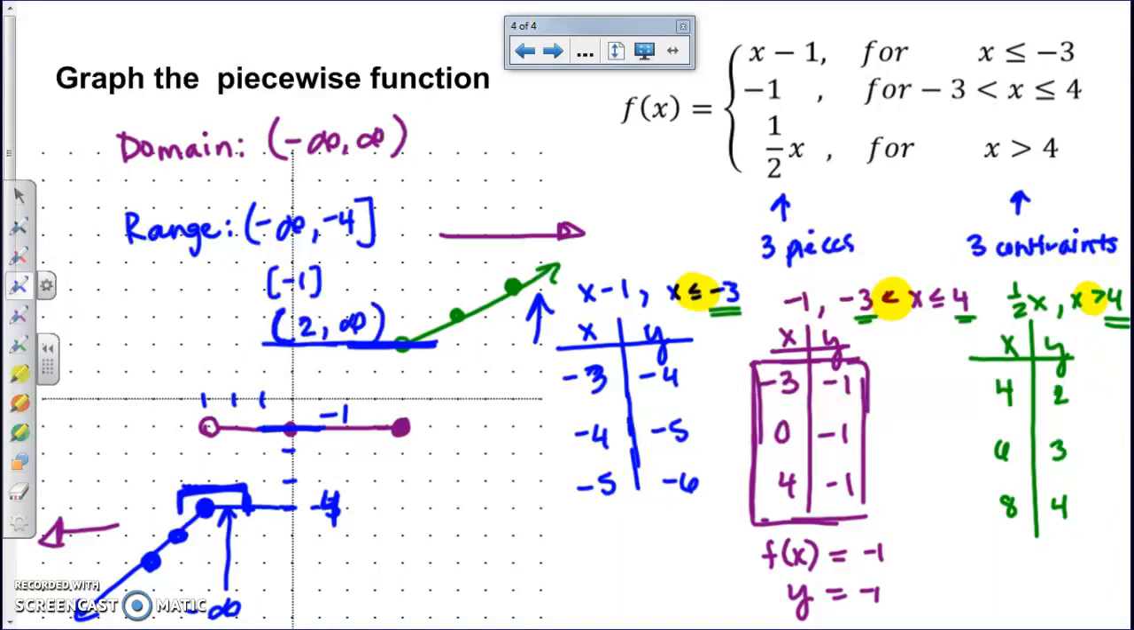So we have 3 different pieces for our range, and we will marry all of these together with the U for union. So negative infinity to negative 4 with a bracket because see it's included here. Negative 1 is included because see we do have a point here at negative 1. And then positive 2 with an open circle to infinity.